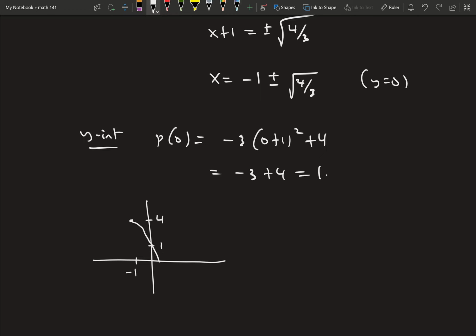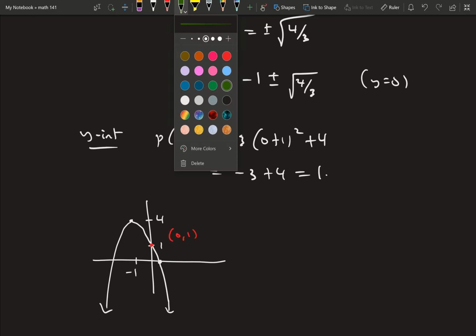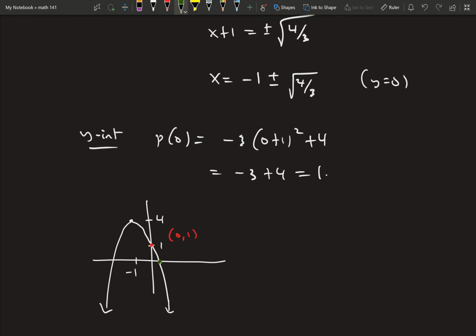And then our graph will look something like this, where this point is the point, so let me label with a different color. This point is the point 0, 1, and then our x-intercepts, let me label with the green color here. This would be negative 1 plus root 4/3, comma 0. This would be negative 1 minus root 4/3, comma 0. And this is your vertex, of course, which I'll just label there, negative 1, 4.